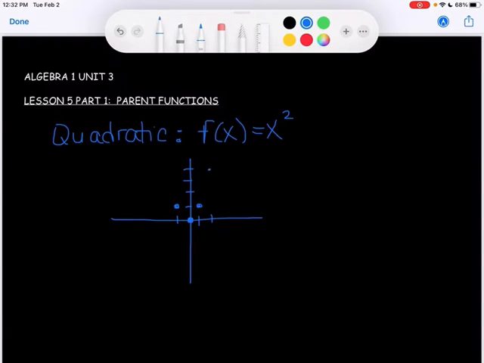You've got 1, 1, 2, 4, and then you've got negative 1, 1, and negative 2, 4. We could keep going, but this is the main parent function for quadratic. That's what it would look like, just the parent function. And of course, we will move from there into transformations in the next lesson. So you've got your linear function, you've got your quadratic function.